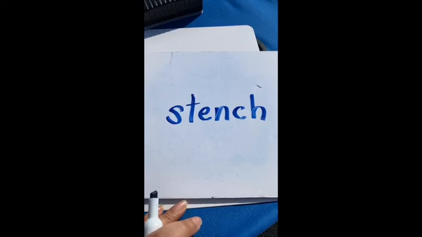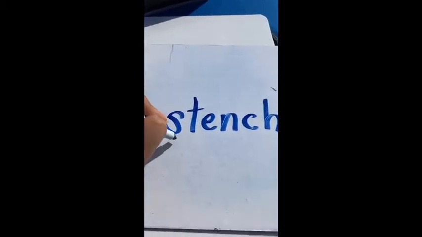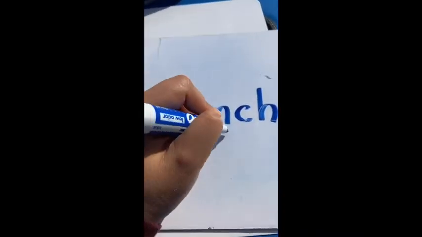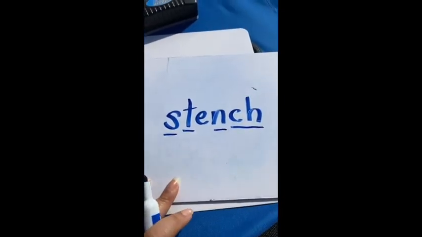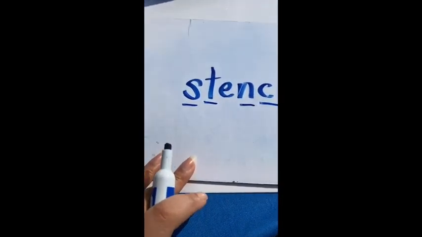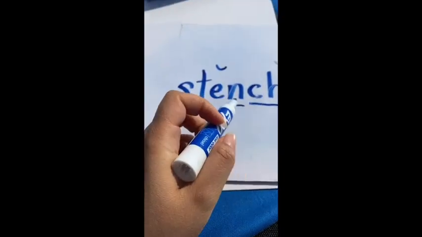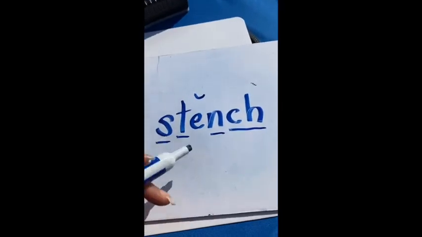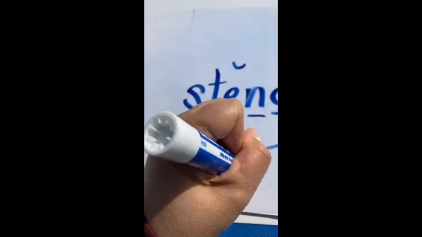I noticed that for the word stench, it has a blend before the vowel with ST, and it has a digraph blend after the vowel with NCH. I also noticed that the vowel is making a short sound. It's followed by 1, 2, 3 consonants. So I know that this is a closed syllable, and I'm going to write the correct thing this time. It's a closed syllable.